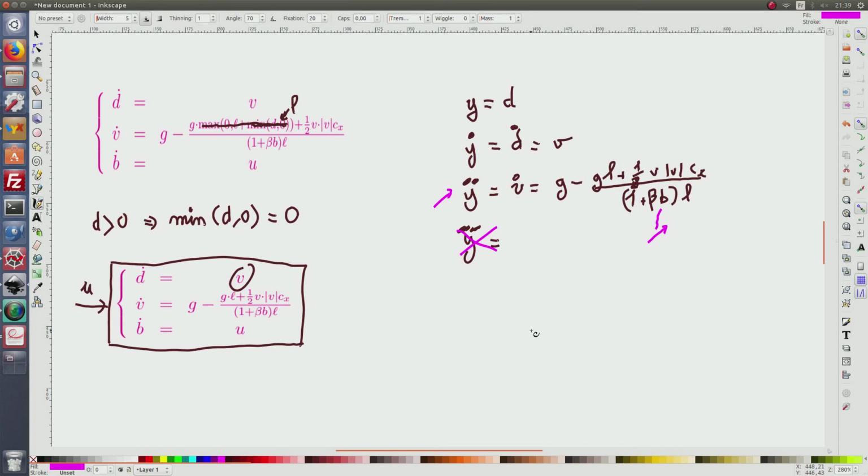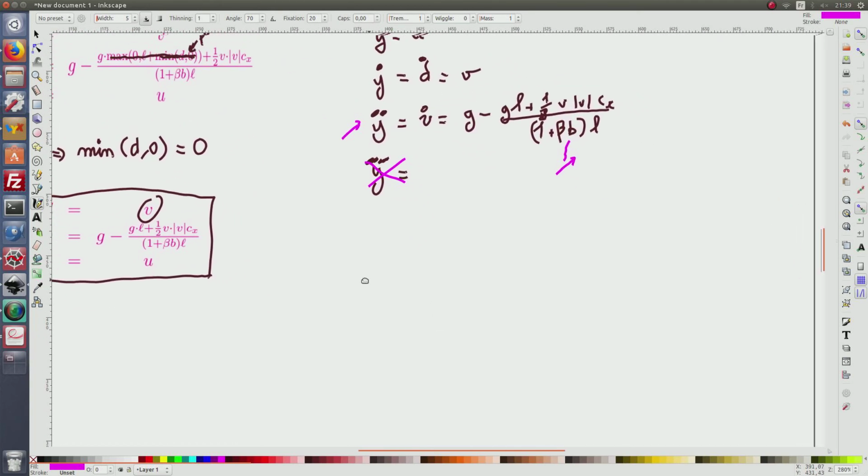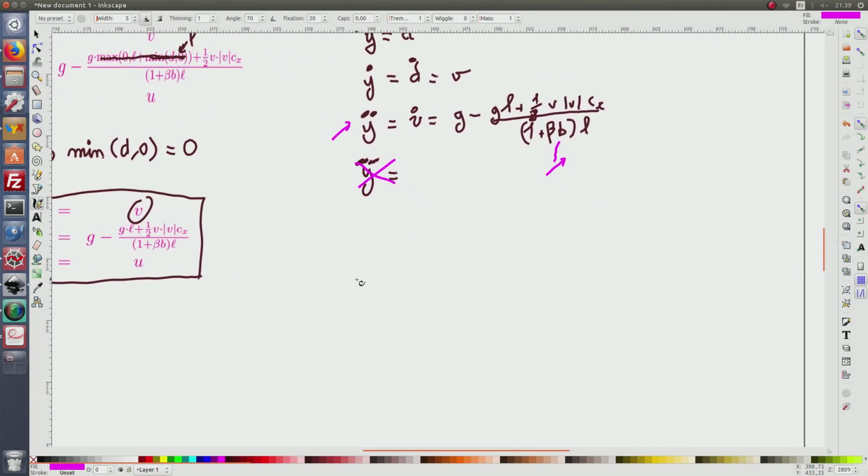So now I have to choose a surface. The surface I will choose is S of X and T, a sliding mode surface, where X is a state. Recall that T corresponds to D, V, and B. This surface I will choose will be the following.